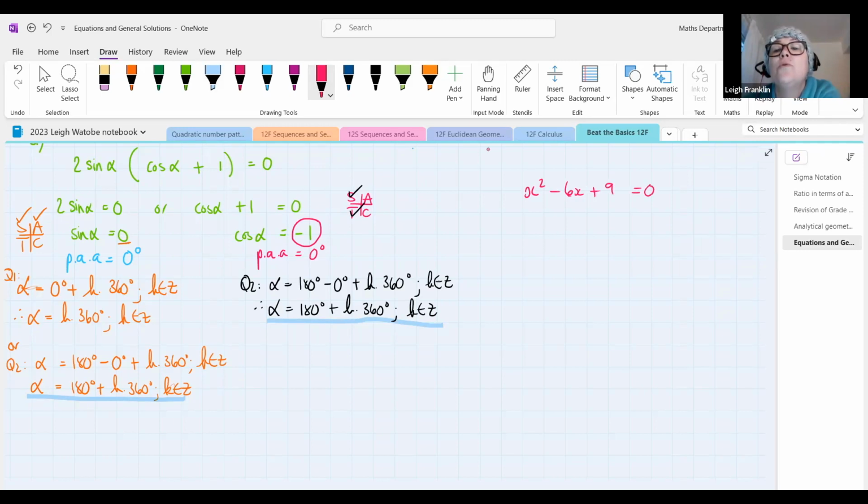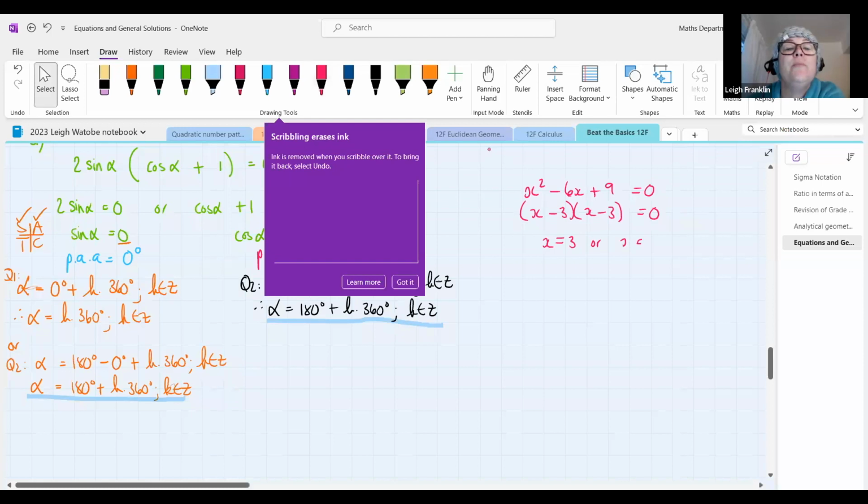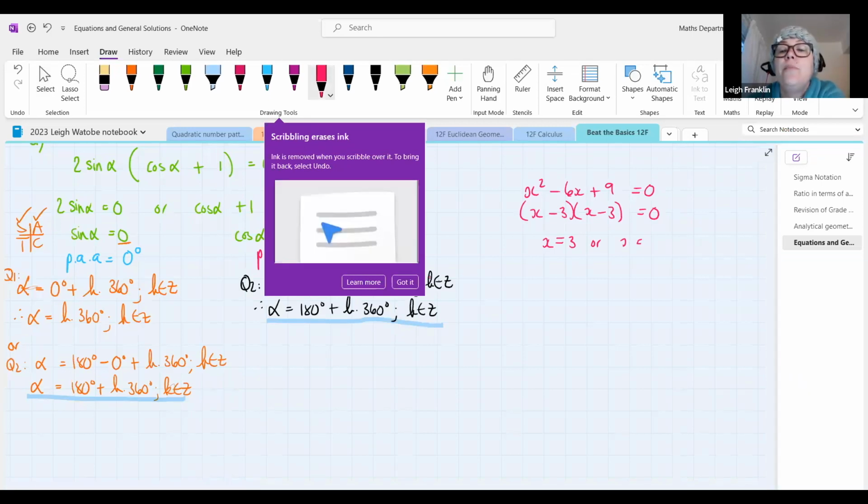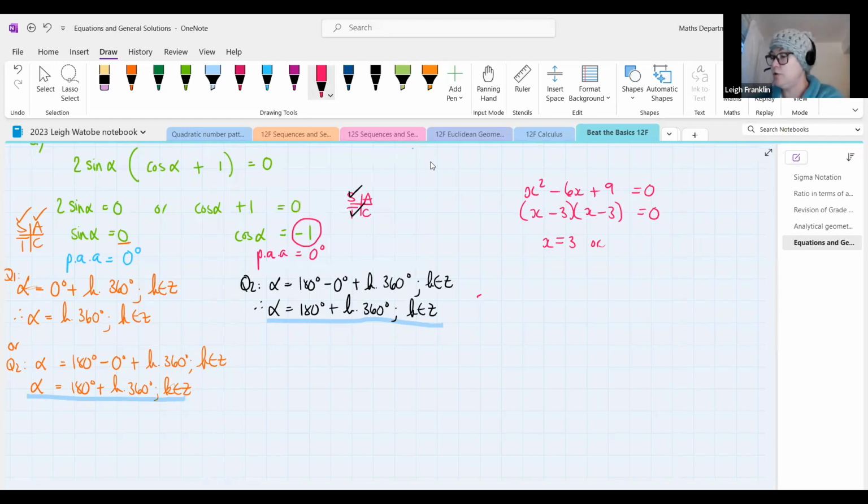plus 9 equals 0. And then when we factorize, we end up with this. So we don't have to say x equals 3 or x equals 3. We can just say x equals 3. We don't have to repeat our solutions.